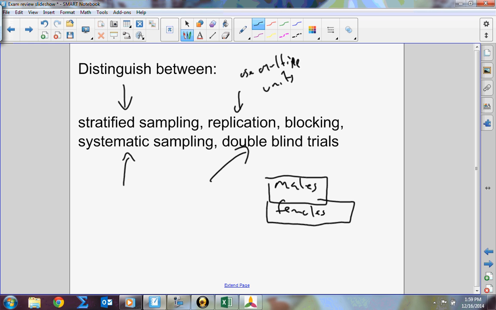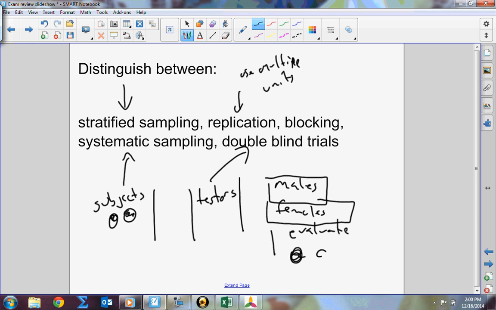Remember double blind? That is when you have subjects over here and testers over here. I think that's how you spell testers, I don't know. And then they don't know if they're getting placebo or real. And pass it on to the people that only the testers know if they're getting placebo or real. And then the people that evaluate don't know if they got placebo or real. So these guys are blind, these guys are blind. Only the testers know who's getting the real treatment and who's getting the placebo. So that's double blind.